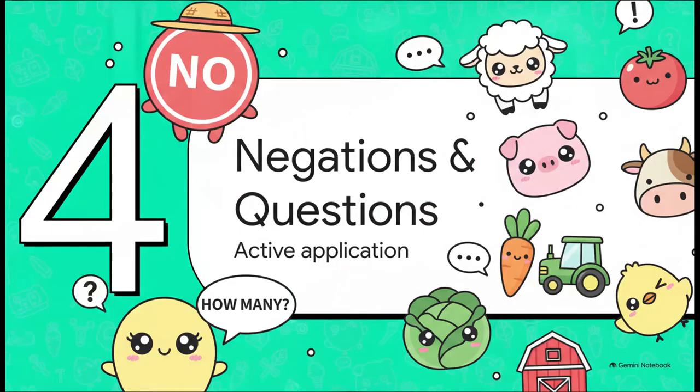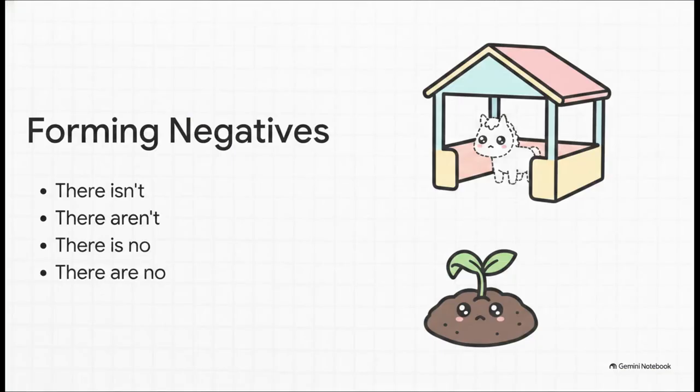Finally, Section 4, Negations and Questions. Let's empower you to put this into practice, specifically by figuring out exactly what is going on at our farm. Forming the negative is incredibly easy. You just add not or the contraction n't to your verb. You can also just use no for absolute zeros. This lets you say things like, there aren't any horses in the stable. Or if you're looking at a completely failed crop, you might sigh and say, there is no corn this year. It's a direct, simple formula that works every single time.